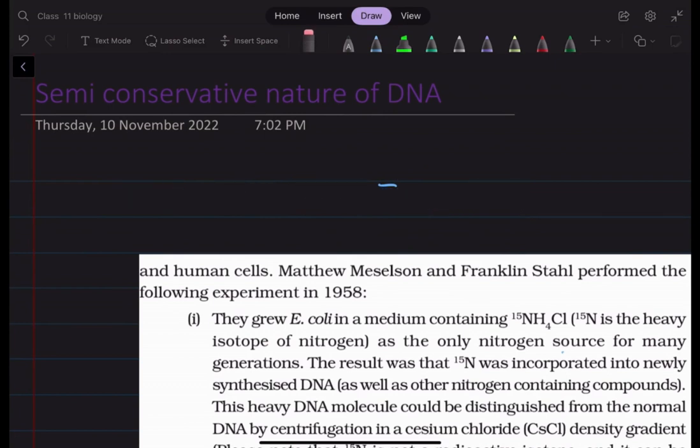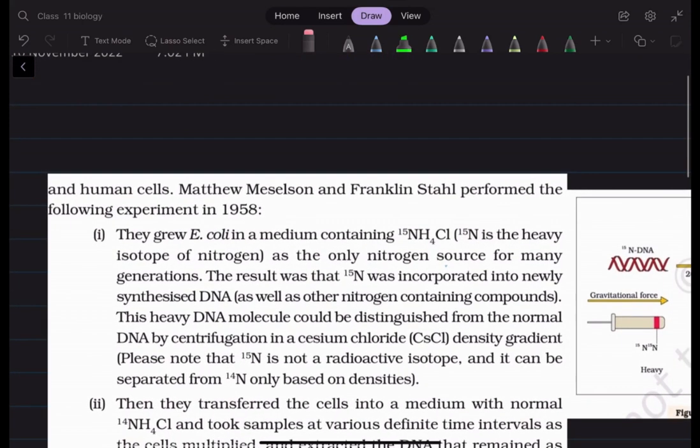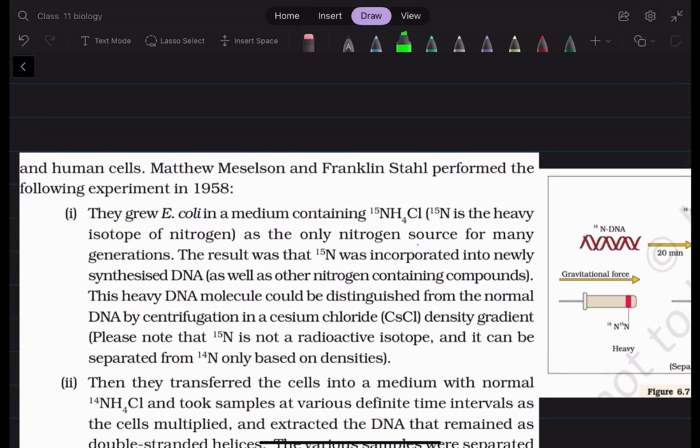Now, how did we find out about this nature? It was because of Meselson and Stahl's experiment that was performed in 1958. What they did is they took E. coli and, for generations, grew it in a medium containing heavy nitrogen. This heavy nitrogen was in the source ammonium chloride, heavy ammonium chloride. As this was the only source of nitrogen, slowly the heavy nitrogen got incorporated in the DNA of the E. coli.